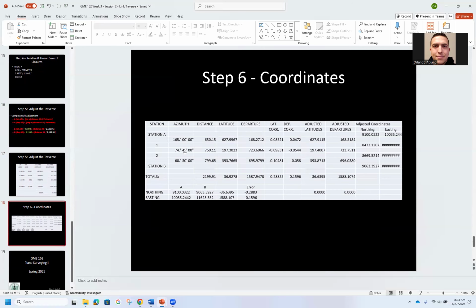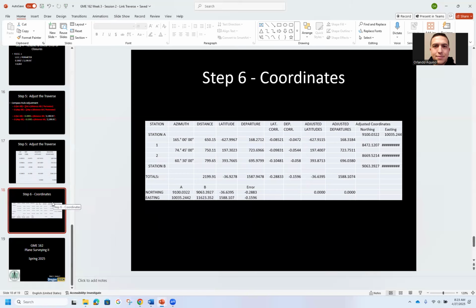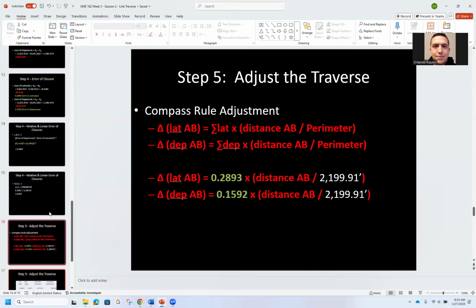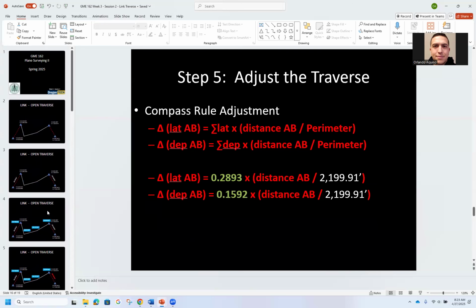And I like this style. You would be able to apply those adjusted latitudes to your coordinates and make those your adjusted coordinates, and be able to come up with 0. So again, this is just a recap, but I will post more videos from Pearson, because they are very helpful when it comes to giving you more technical explanations of this traversing compass rule adjustment.